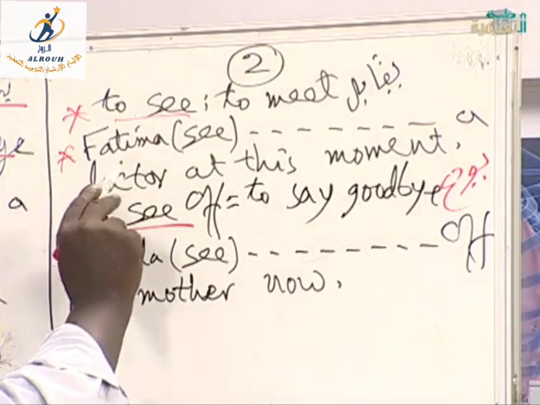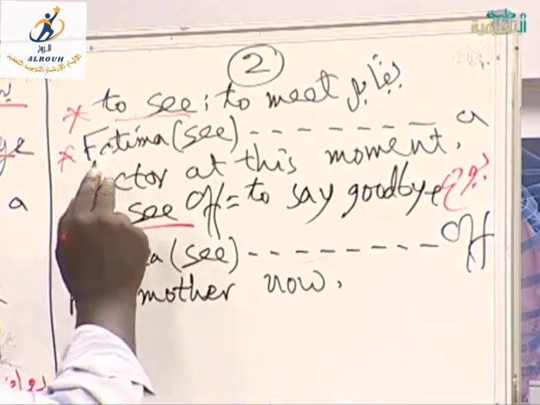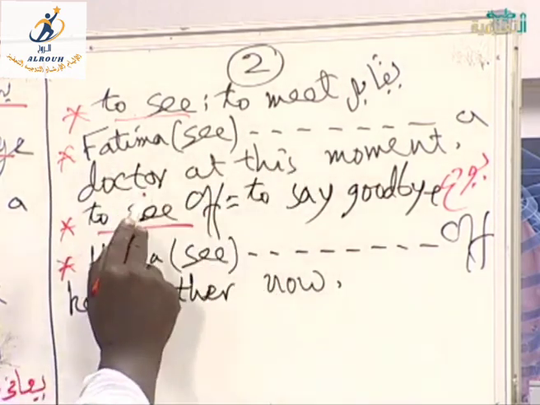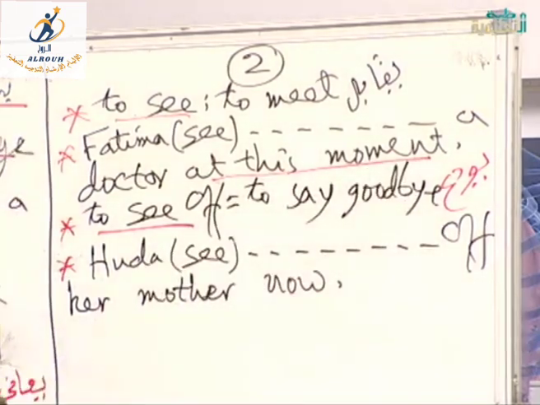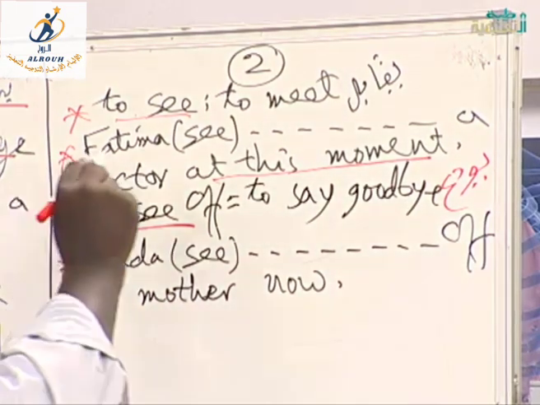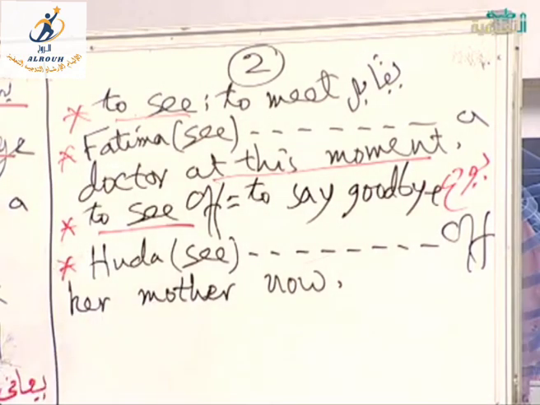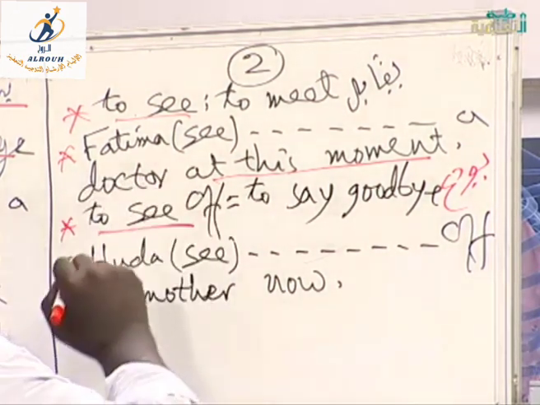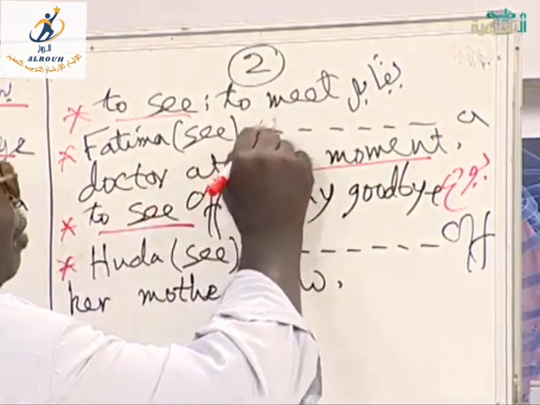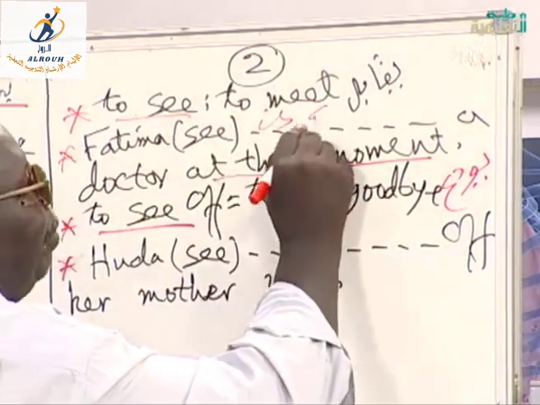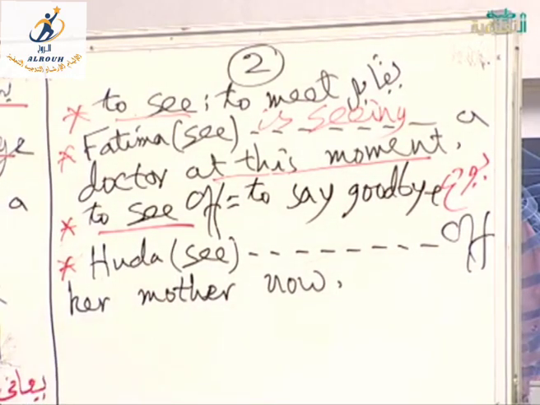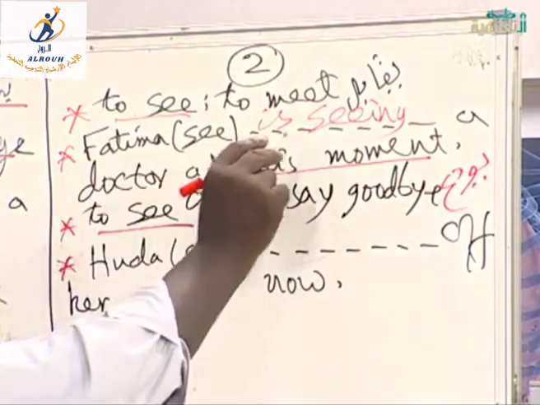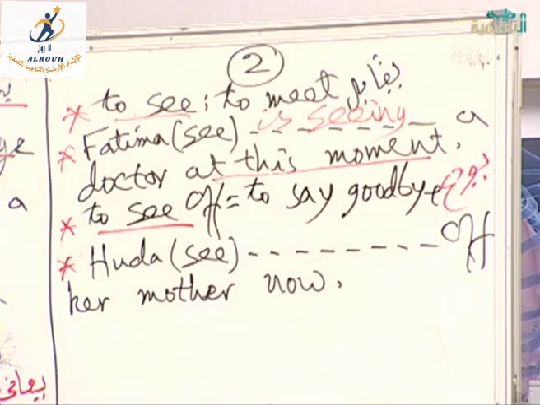Like this example, I hope you can see it. Fatima, see dash a doctor at this moment. At this moment is an indicator for the present continuous tense. The verb see here means meet. So it can be used in the present continuous. So we say what? Fatima, I'm sure you can tell the answer. We are going to use the helping verb is, and then we add ing to the verb see. Here, you must remember that you are not going to drop any one of the two E's. You just add the ing.